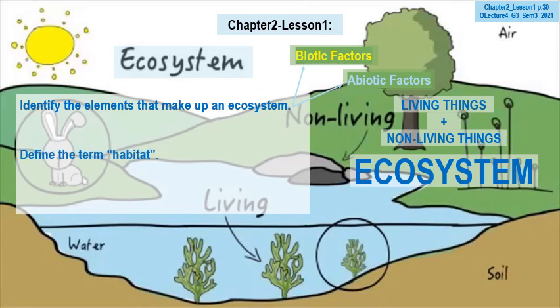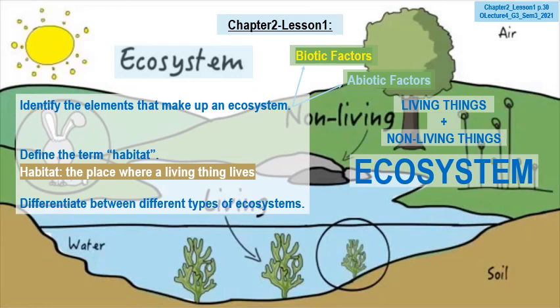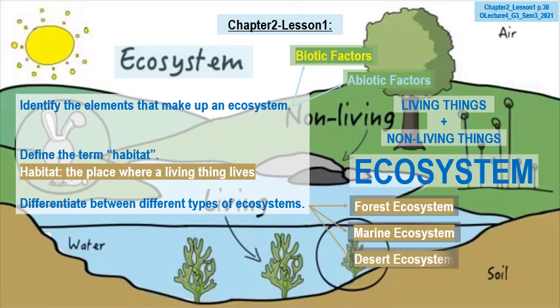In an ecosystem, you can find plenty of habitats for the living things that live there. A habitat is the place where a plant or an animal lives. And there are different examples of ecosystems, like the forest ecosystem, like the ocean and the sea, which are marine ecosystems, like the desert ecosystem. These ecosystems are different since they contain different living things and different non-living things.